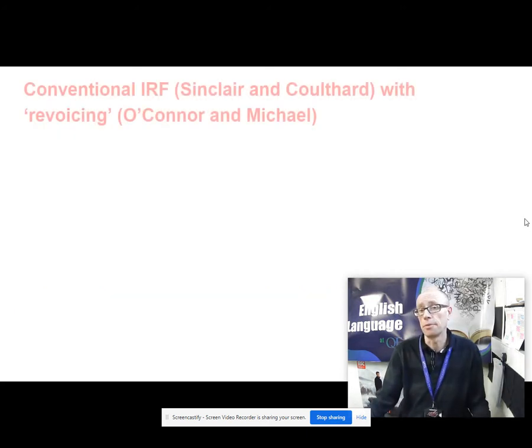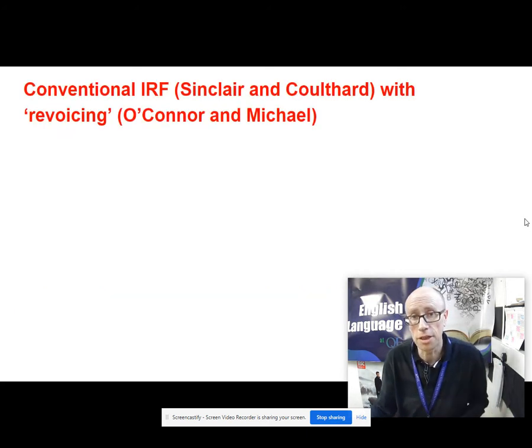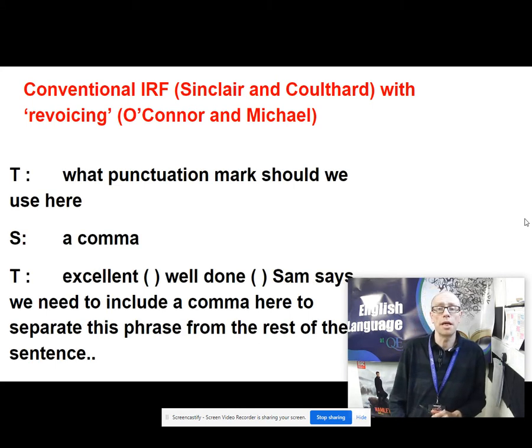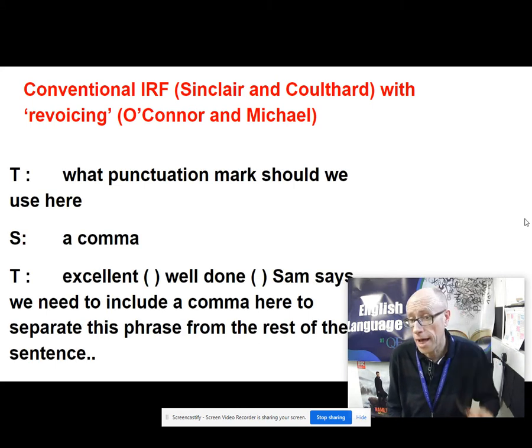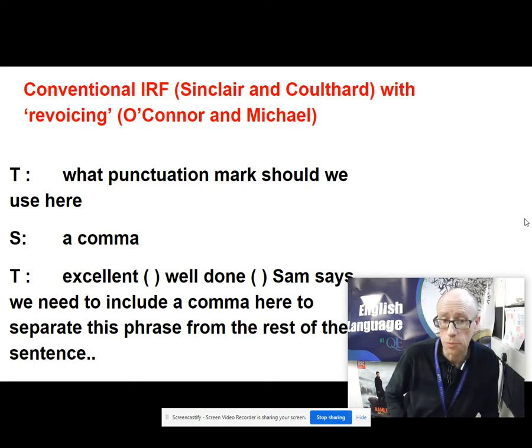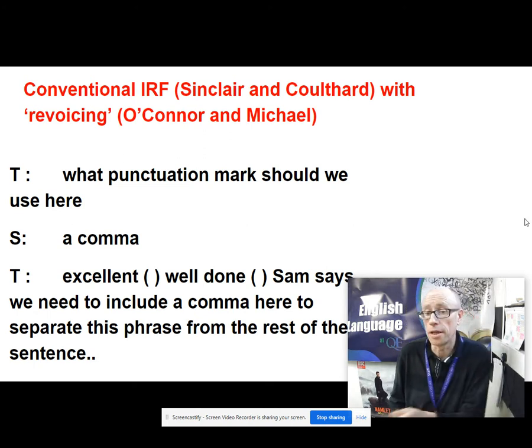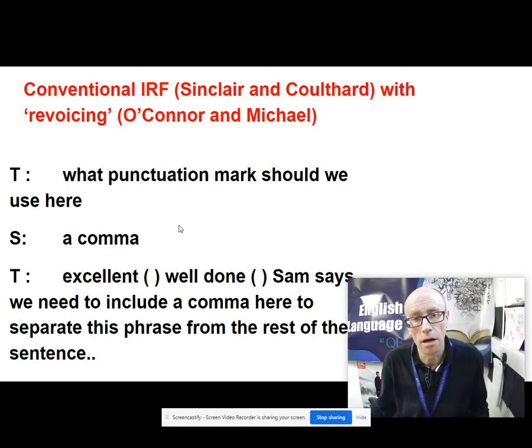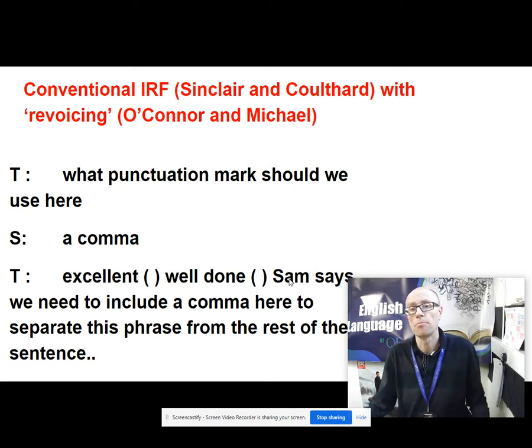Here's an example of what I'm talking about. So this is conventional IRF, initiation, response, feedback, and this idea of revoicing. Teacher says, what punctuation mark should we use here? Student says, a comma. Excellent. Well done. Sam says we need to include a comma here to separate this phrase from the rest of the sentence. So IRF, you've got the initiation there with the question, you've got the response, and then you've got the feedback to the evaluation of that comment.